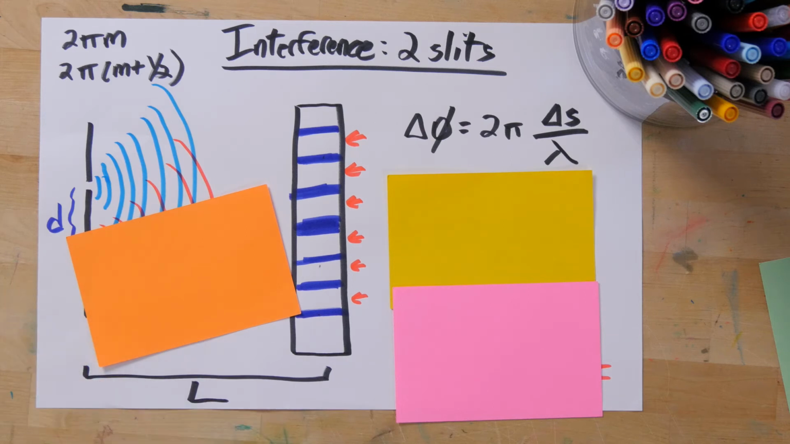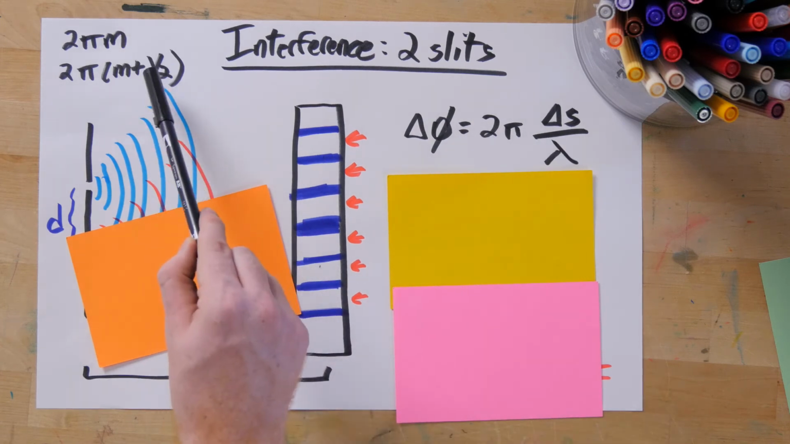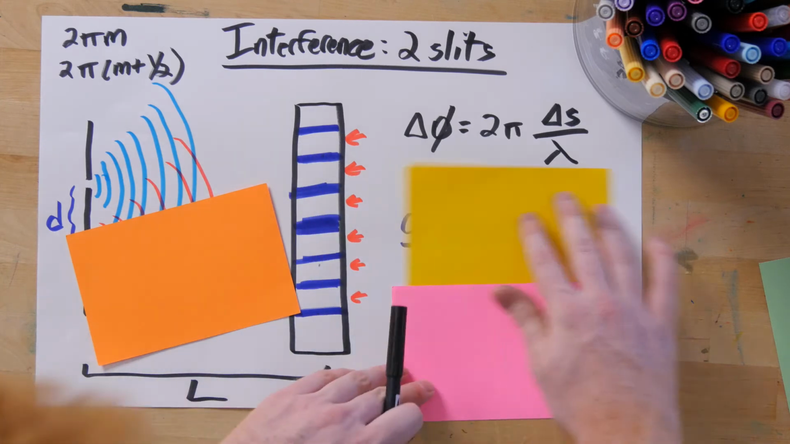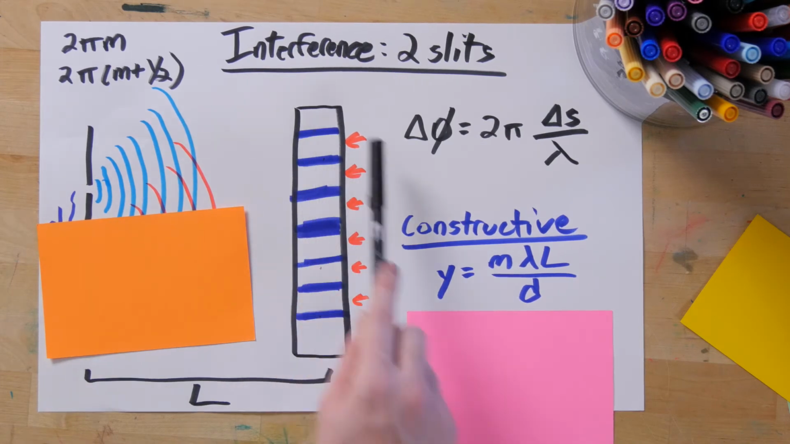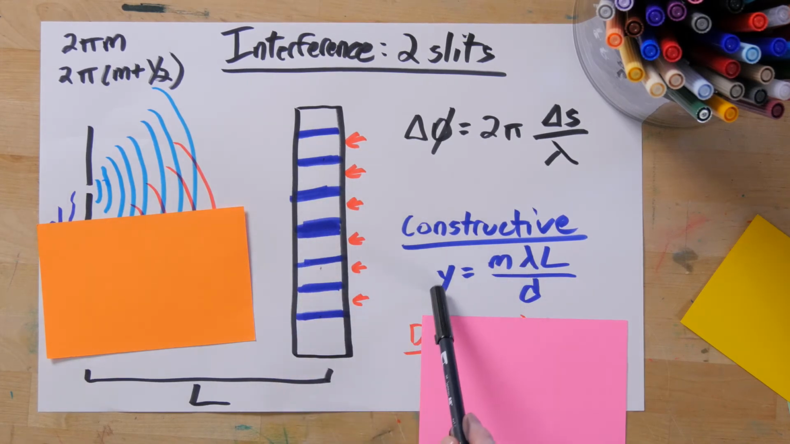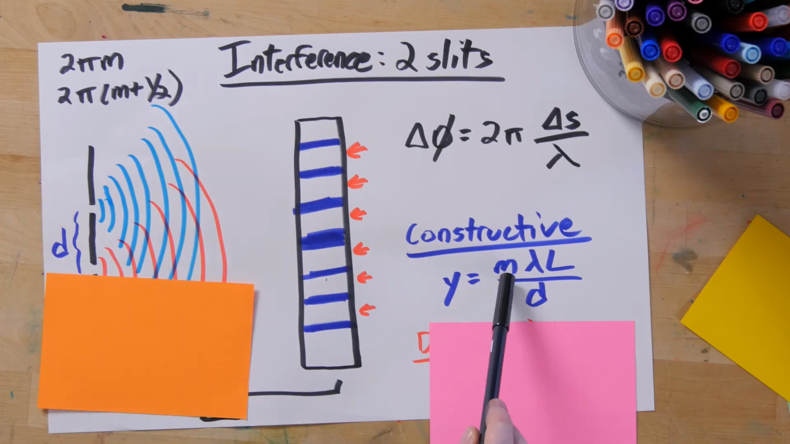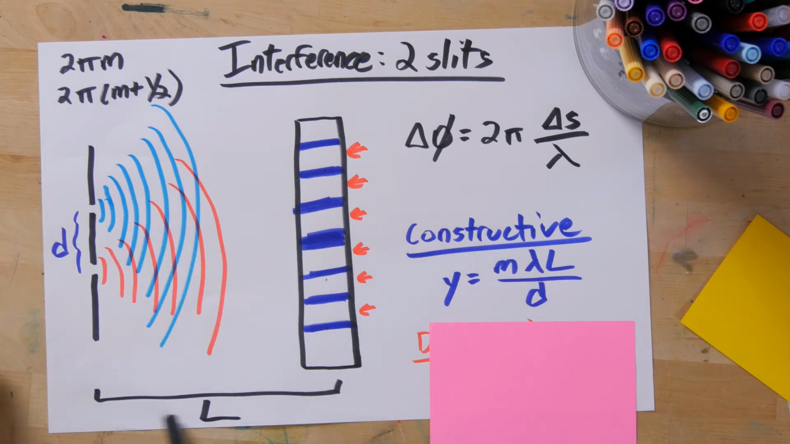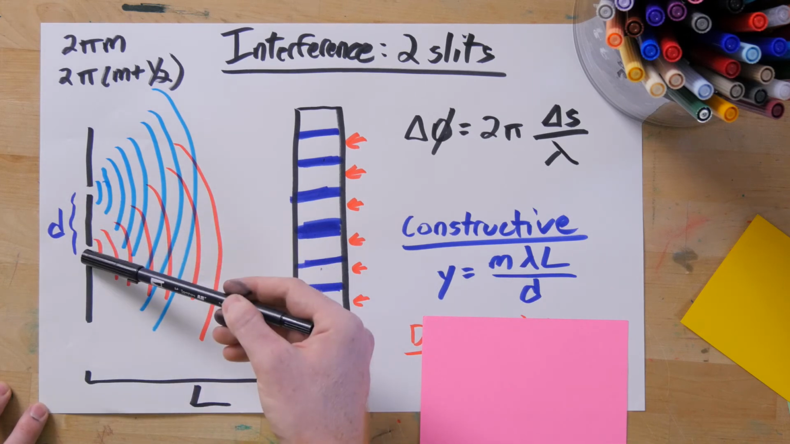Now, when will it be constructive and when will it be destructive? Well, if I set the phase shift I get here equal to either the constructive rule or the destructive rule, I can figure out where my bands will be. So, for constructive, all of the bright fringes, the light bands, are going to occur here, where y is the distance from the center of the system, m is some integer, lambda is the wavelength of the wave, L depends on the distance of the system itself, and little d is the distance between the slits.